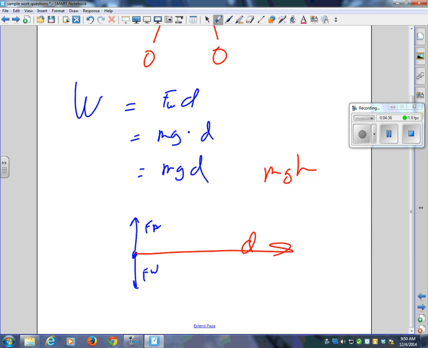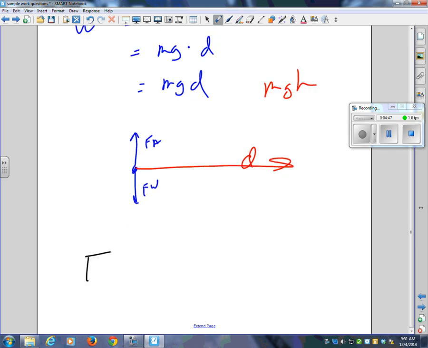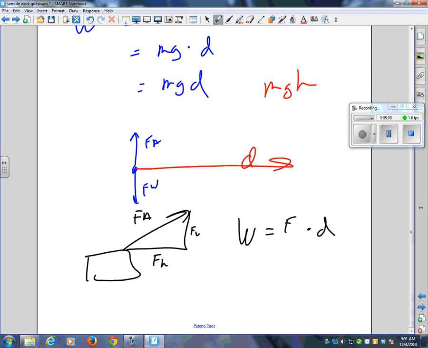What about if the force is exerted at an angle? Now they sort of made that a little confusing. If this is your applied force, they label the components Fx and F perpendicular. We can call them Fh and Fv. The work done in this case, is it going to be the FH or the FV that's providing the force? The answer is it's the horizontal component. It's got to be the force in the same direction as the displacement.